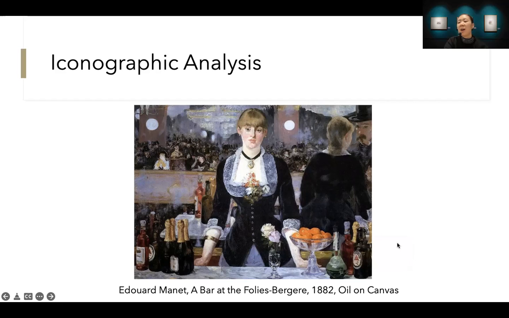Manet identifies the barmaid as a prostitute, according to art historian Larry Lego, who says that Manet habitually associated oranges with prostitution in his paintings. One of the hidden meanings is the orange on the bottom right, which symbolizes prostitution in his painting. So that is iconographic analysis, finding the hidden meaning in a work of art. There is a video about this painting in the Moodle room. Please watch the video to deeply understand iconographic analysis.